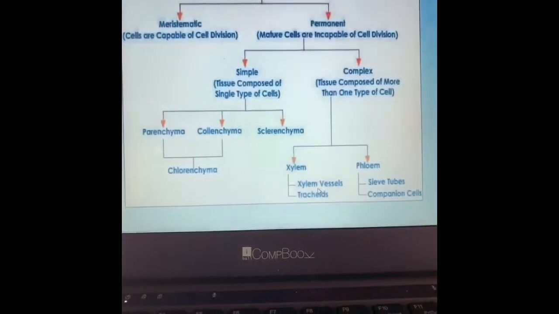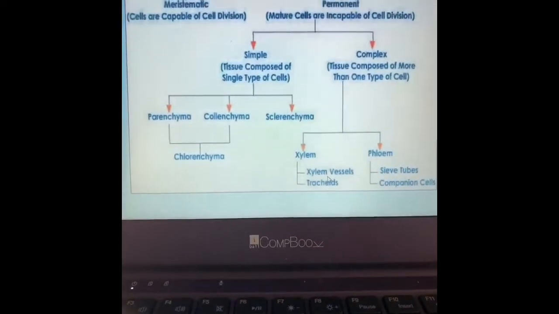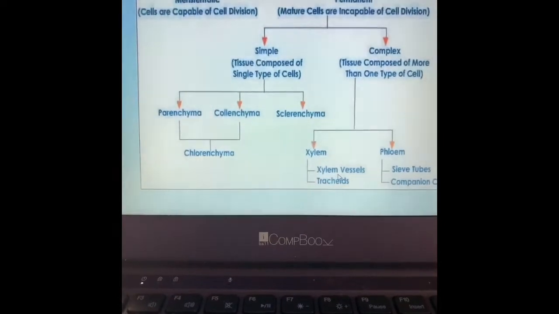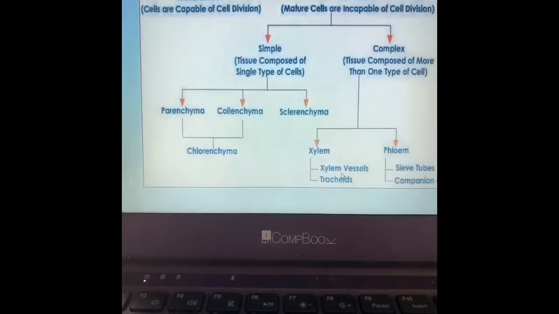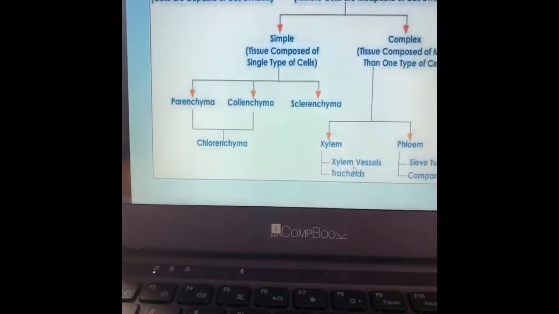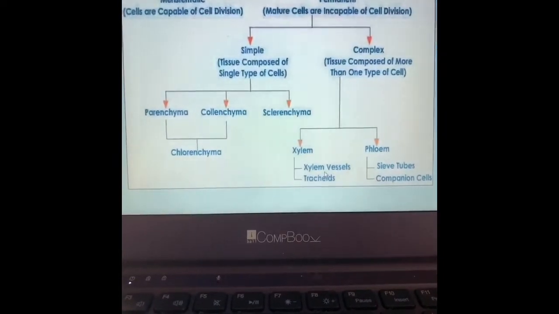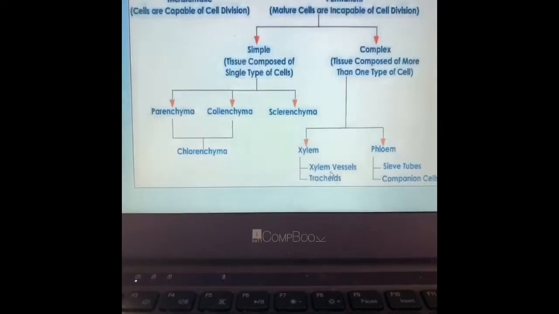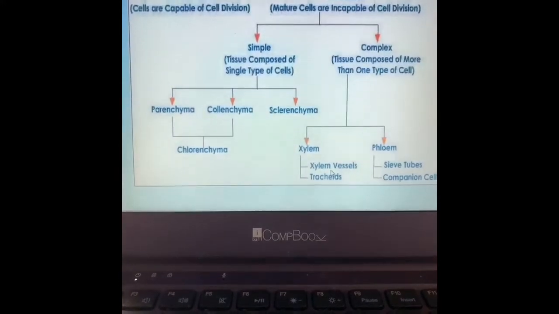Here is a schematic representation of how plant tissues are divided, and I want all of you to draw this scheme. So plant tissues are of two types, meristematic and permanent. Meristematic cells are capable of cell division, whereas permanent tissue is made up of mature cells and is incapable of cell division. Permanent tissue is of two types, simple and complex.